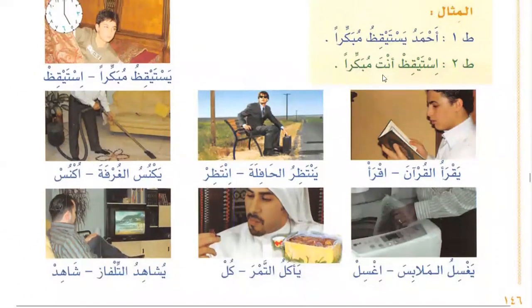You need to remember one thing, that at the end you will remove the vowel and replace it with sukoon. The last vowel will be replaced by sukoon in fi'l amr. This is fi'l mudari' and this is fi'l amr. So to convert fi'l mudari' into fi'l amr, first thing you need to do is remove the ya and replace it with alif.